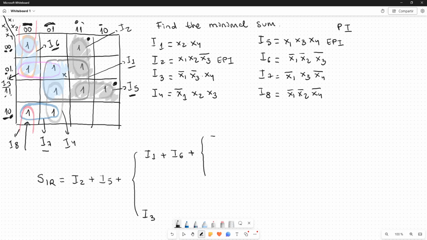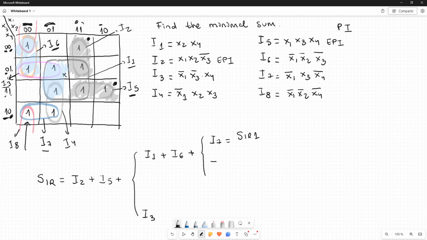Implicant 7. With implicant 7, we have this covered. So we have covered all the ones. So this is an irredundant sum. This is a solution. If we use implicant 7, we have the first irredundant sum. We have not finished the exercise, but we have found the first irredundant sum. What happened with the other combination?